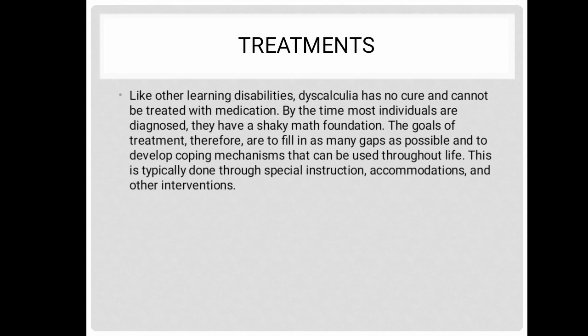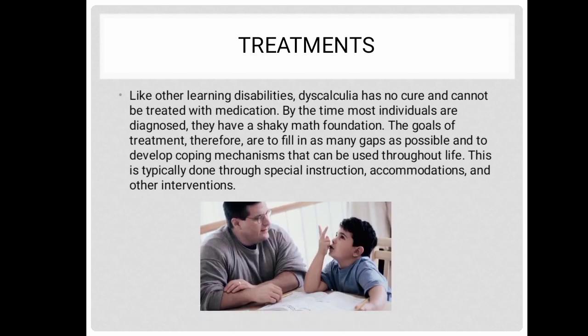Like other learning disabilities, dyscalculia has no cure and cannot be treated with medication. By the time most individuals are diagnosed, they have a shaky math foundation. The goals of treatment, therefore, are to fill in as many gaps as possible and to develop coping mechanisms that can be used throughout life. This is typically done through special instruction, accommodations, and other interventions.